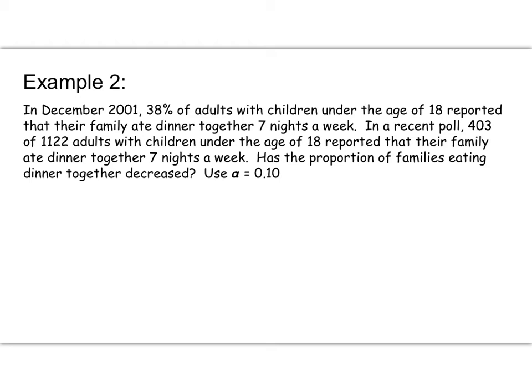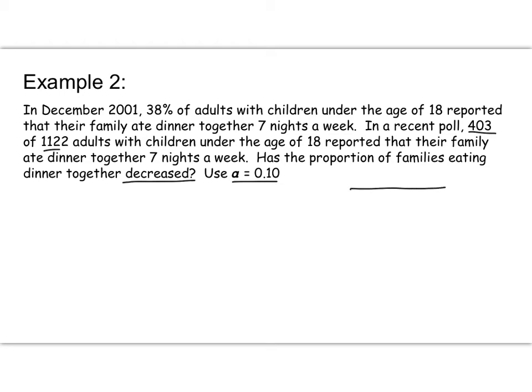Okay, so in December 2001, 38% of adults with children under the age of 18 reported that their family ate dinner together 7 nights a week. In a recent poll, 403 of 1,122 adults with children under the age of 18 reported that their family ate dinner together 7 nights a week. Has the proportion of families eating dinner together decreased? Use alpha equals 0.1.